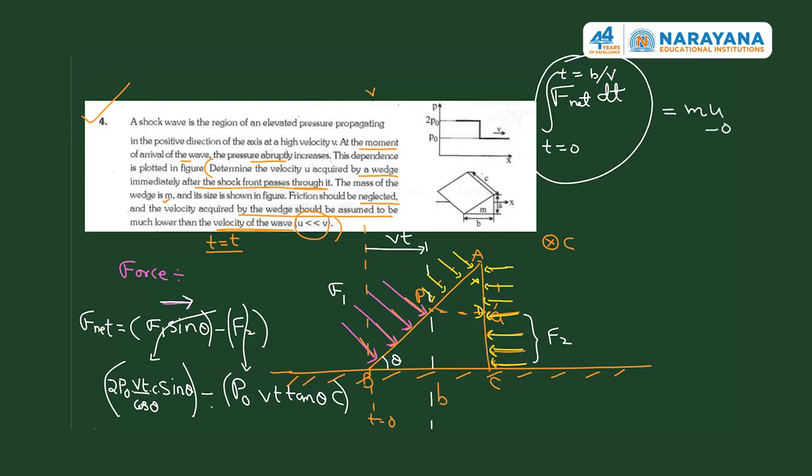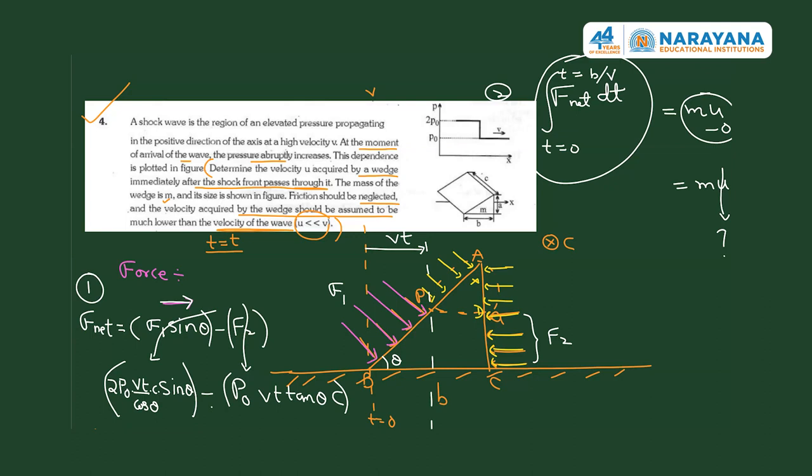Initial was 0. So if this is the second equation, and F net I have written here is the first equation, we should get the value of u, the velocity acquired by the wedge. Just let me finish it off. It will be equal to mu. u is something which we need to find out. An integral of F net dt can be easily written.